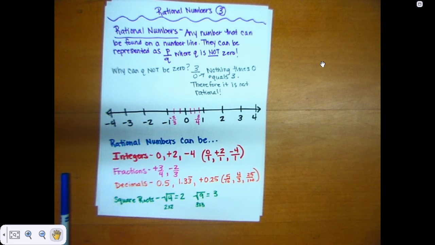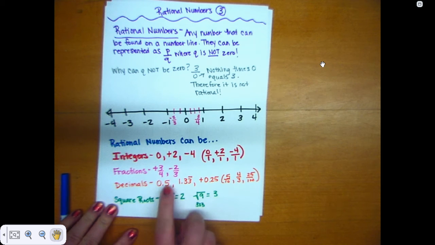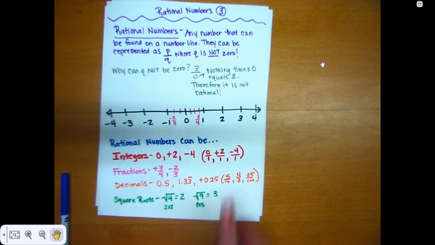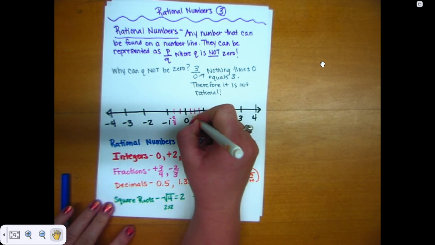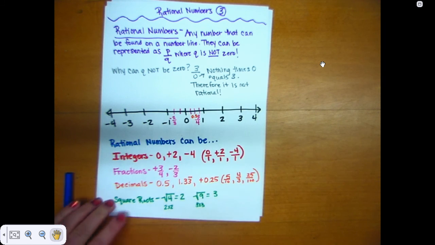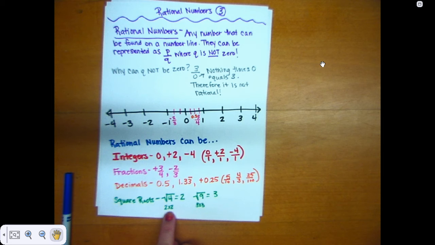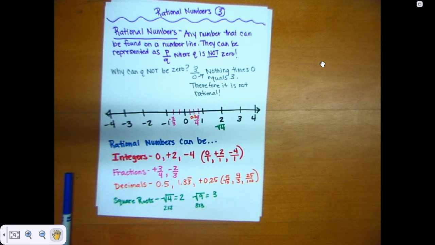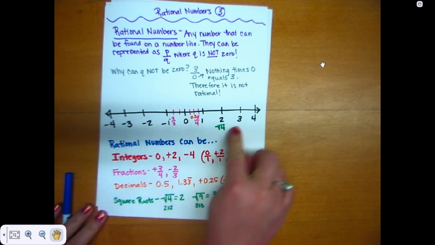If we wanted to put decimals on our number line, I know that 5/10 here is the same thing as 1/2. So if I wanted to see my decimal on the number line, I know it would be right here. And if I wanted to see my square root on the number line, square root of 4 is 2. So this would also be on the number line. All of these things are on the number line.